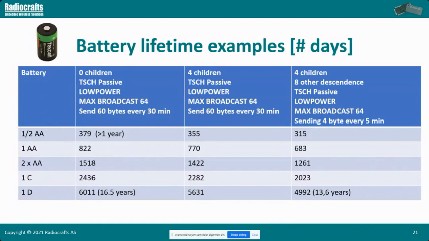And then we can see, by adding even more nodes, on the right column you have 12 different nodes, all sending data through the one node we're investigating. And you see the battery lifetime goes slightly more down. Based on the new calculator that we will make available, you will be able to do your own cases as well.